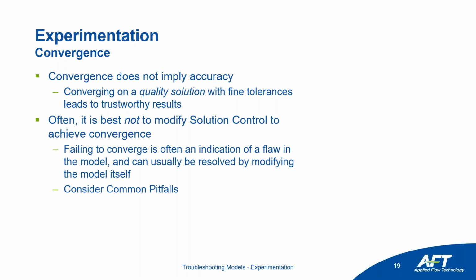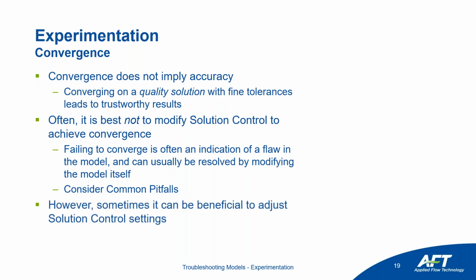Usually it's not a good idea to try to modify that solution control to achieve convergence. Failing to converge is usually an indication that there are other flaws or issues in the model. Again, consider those common pitfalls, and you can typically resolve that by modifying the model itself instead. Sometimes it can be beneficial to adjust those solution control settings.